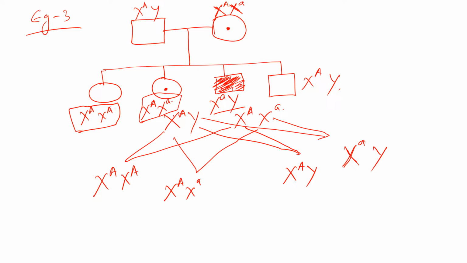So here we see in this example, both the parents are unaffected, but the mother is a carrier. So we see here one of the daughters is unaffected, whereas the other daughter is a carrier, and one of the sons is affected, whereas the other son is unaffected.